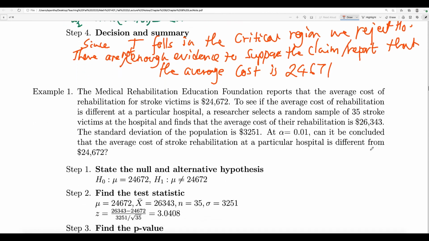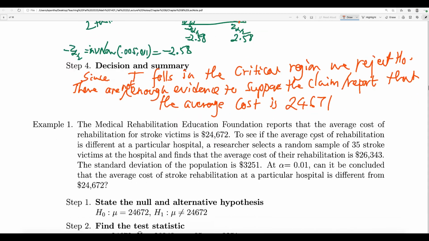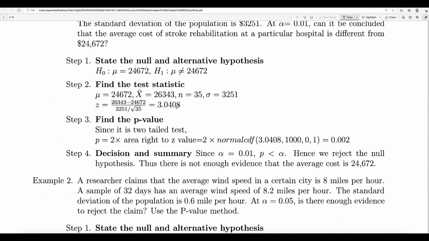All right, the next example will be the p-value method, exactly the same problem. You found the test value as 3.04. To find the p-value for the two-tailed test, you do 2 times the area right of z, because this z falls on the right side. Zero is in the middle, so 3 point something falls somewhere here. You find the area right of this and multiply by 2, because it is a two-tailed test. So 2 times normal CDF of 3.04 and 1 E 10, and you find 0.002. This value is less than alpha, because alpha is 0.01. So the p-value is 0.002, hence we reject the null hypothesis.